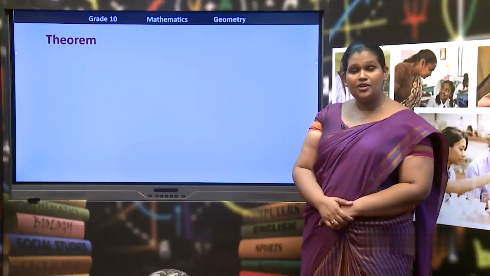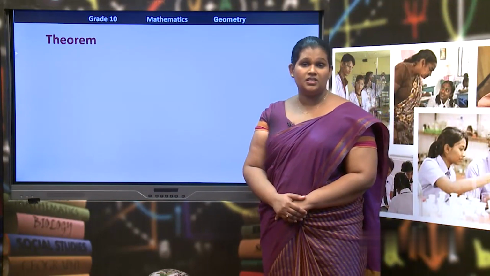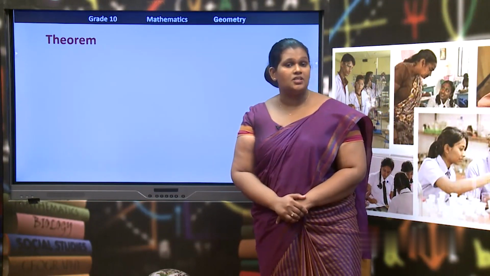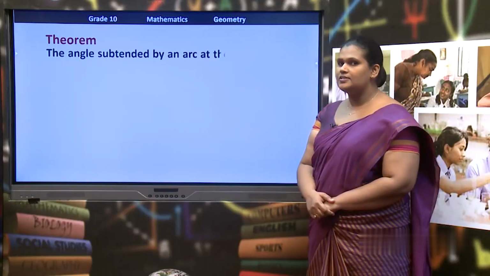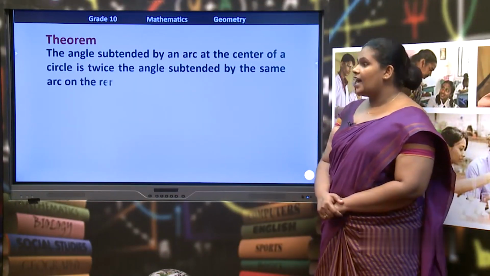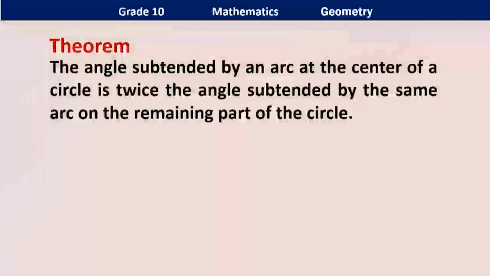So, we know how to identify angles subtended by major arcs and minor arcs at the center of the circle and on the remaining part of the circle. Now, we have to consider the theorem related to these angles. So, we will have a look at the theorem now. This is our first theorem for today. That is, the angle subtended by an arc at the center of a circle is twice the angle subtended by the same arc on the remaining part of the circle.